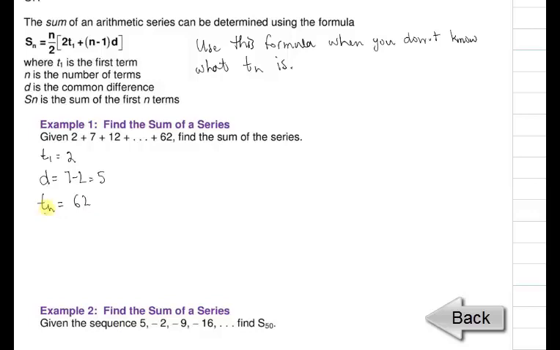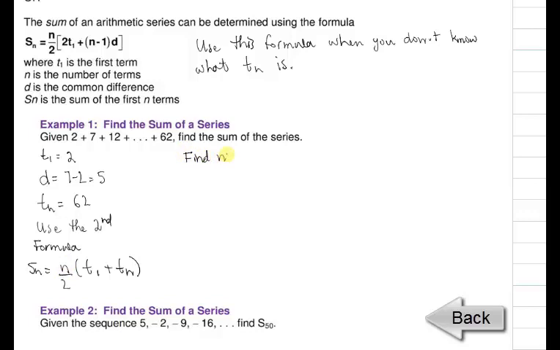Okay, so notice that we have t subscript n. So this means we're going to use the first formula, which is S subscript n equals n over 2 times (t1 plus t subscript n). Okay, now take a look at what we know in terms of our formula. We know what t1 is and we know what t subscript n is, but we don't know what n is. So we're going to have to find n first.